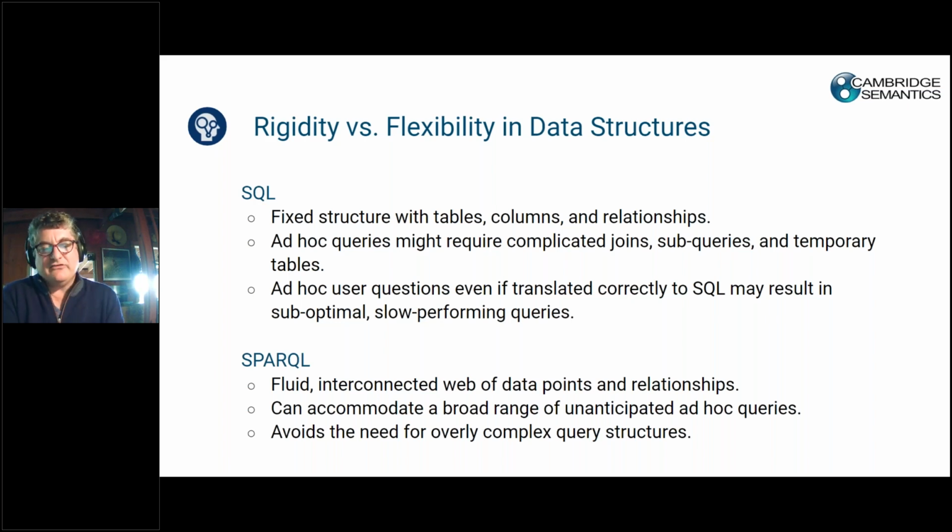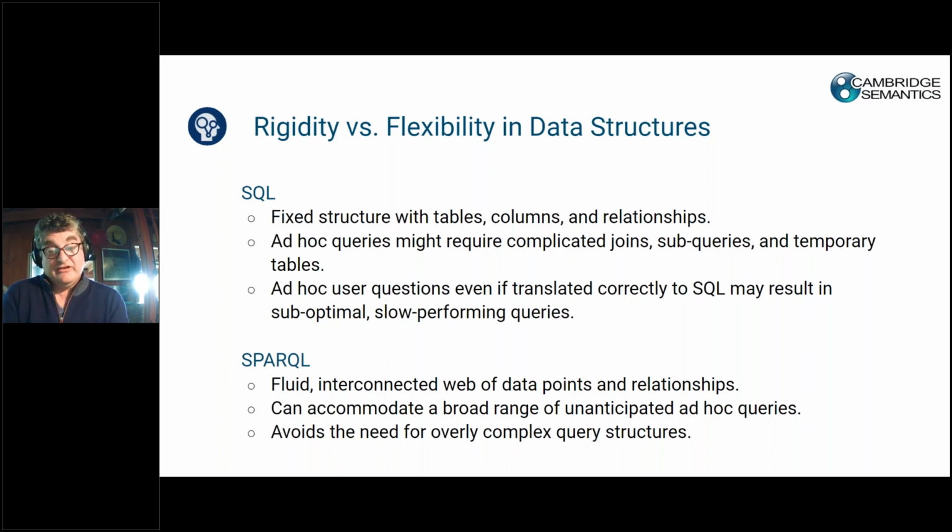So all of that is a whole class of problem that we don't have when we use a graph language like SPARQL. SPARQL is far more fluid, and the questions almost turn into queries that you can read, which I'll show you a little bit about in a minute.